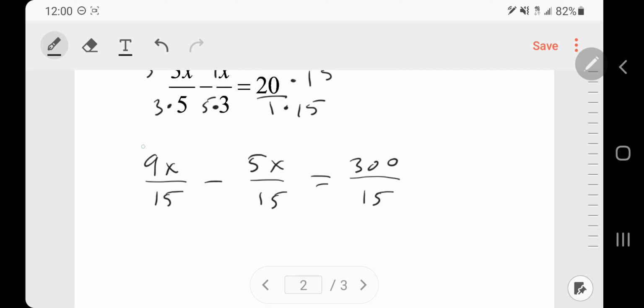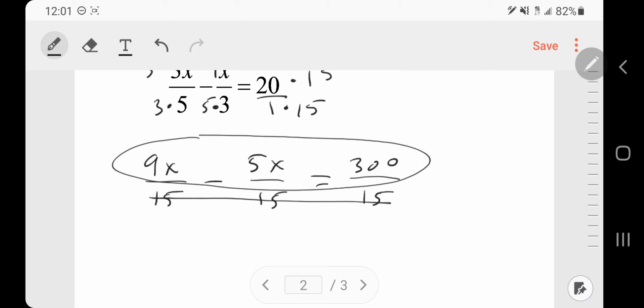Now this is the important part. What I'm doing now is multiplying my entire equation by 15, and what that does is get rid of all of our denominators. So if you'd like, you can show the step as just crossing out the bottom, and we're just focused on what's happening up here.